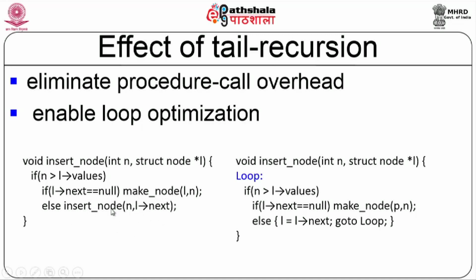Okay, and the tail recursion, because it is calling itself. Now, to get rid of this, I can use the same function parameter. I am using what is called a label loop, and then if n is greater than LR on x values, if LR on x is equal to null, you call make node, and else say L is equal to LR, that is, you increment this pointer and you go to loop. That is converting this recursive call into an iterative call, which is what you are trying to do here.